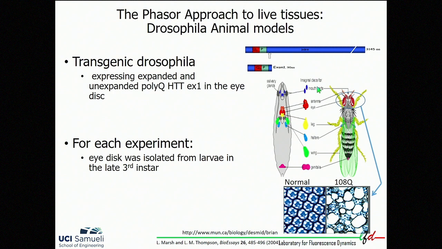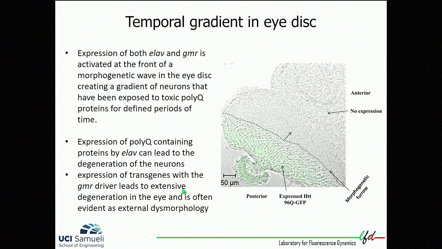So finally, we used an animal model for the Huntington expression. In this case, this is the transgenic Drosophila fly, which is expressing the poly-Huntington in the eye disc. The eye disc was isolated from the larva at the late third instar. What drives this expression is the GMR, which is activated at the front of the morphogenetic furrow that you see.